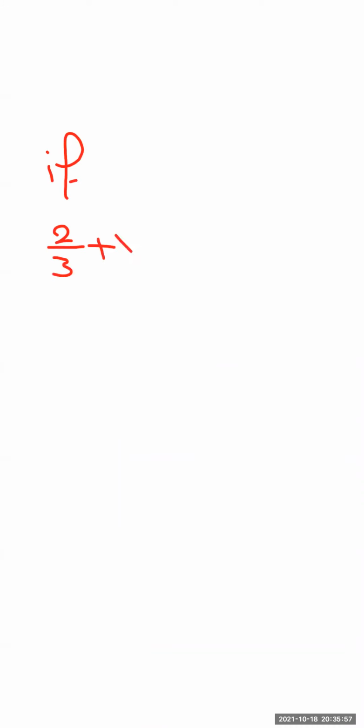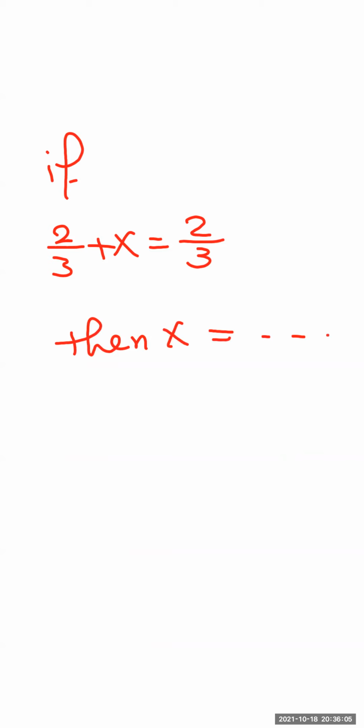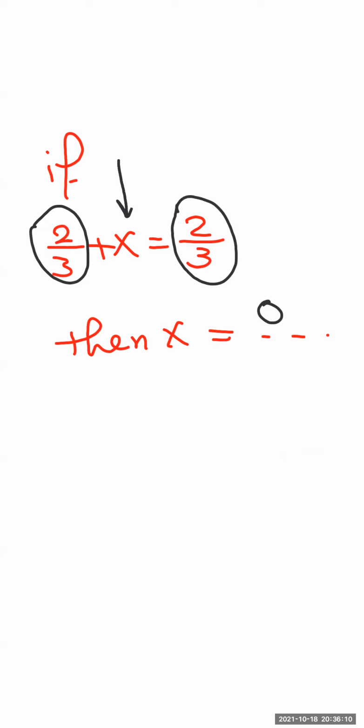If 2 over 3 plus x equals 2 over 3, then x equals 0. Great, because the number is the same, so this means the existence of the additive identity. Very good. Till now, guys, do we have any questions? No, thank you. Okay. Let's solve one more question before starting the subtraction operation.